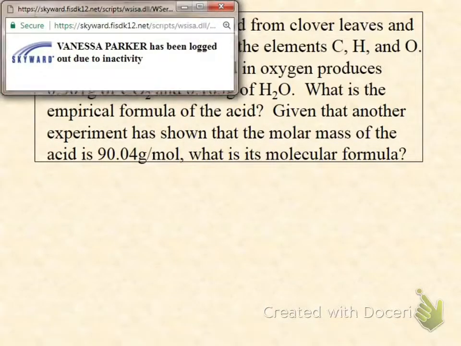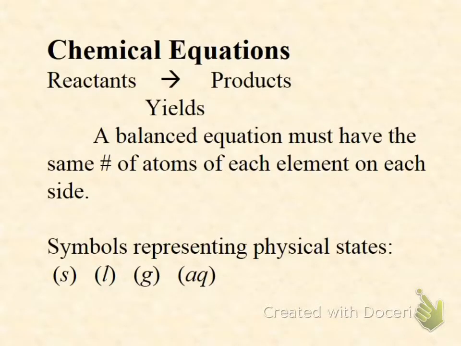Okay. Sorry about that. So that brings us to chemical equations, maybe. Hopefully you know that the reactants are before the arrow and the products are after the arrow, and the arrow means yields. And then, of course, we balance them. Must have the same number of each atom on both sides. This is all very much a review.